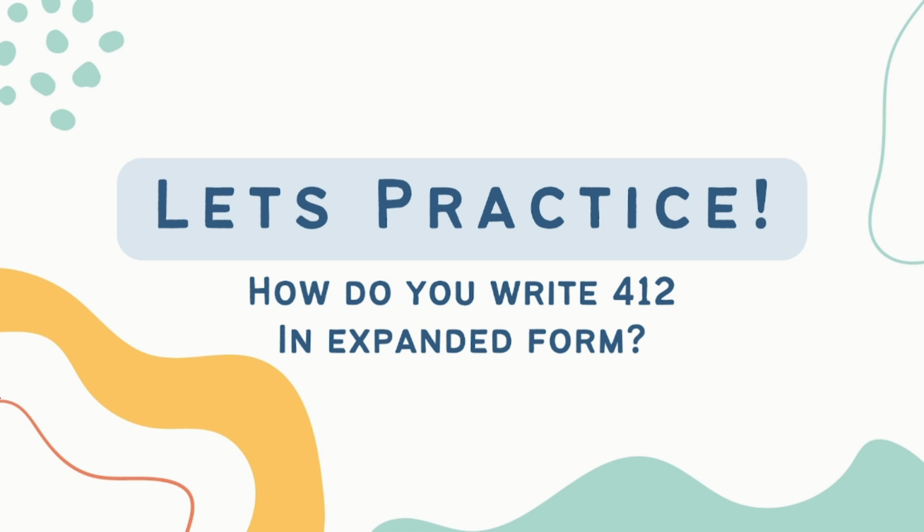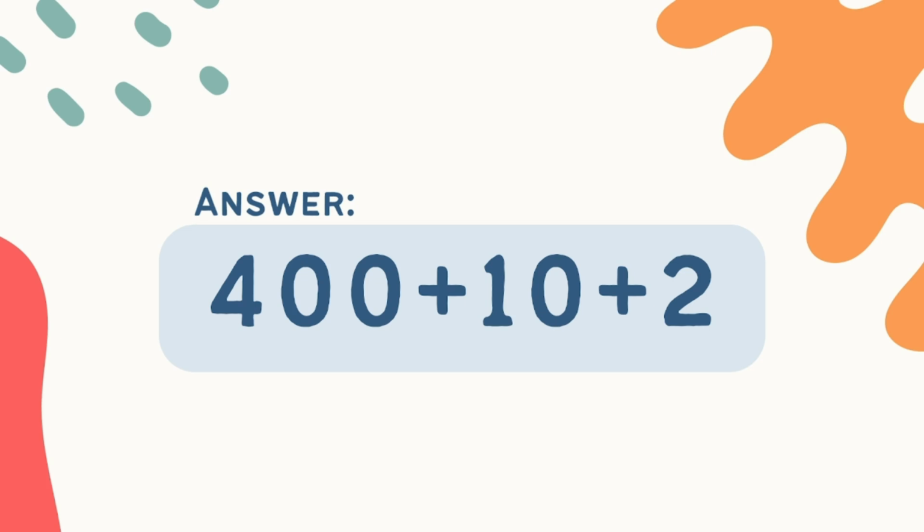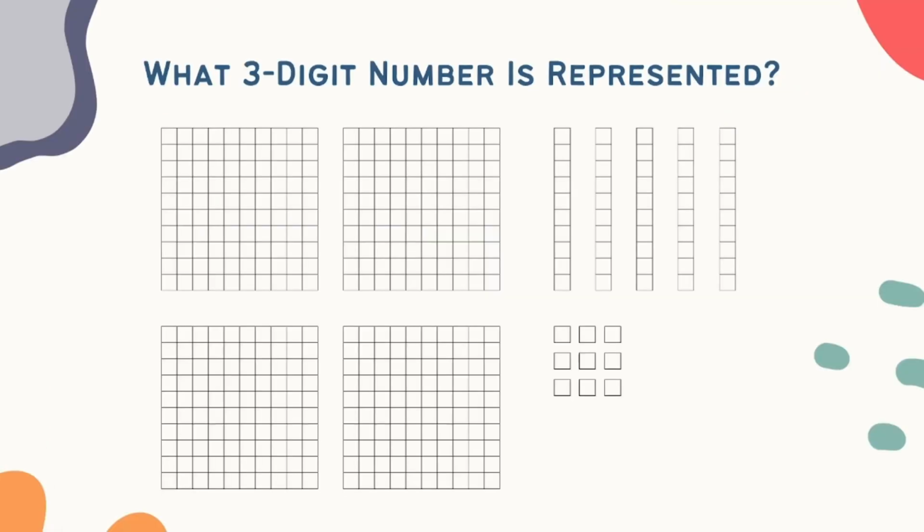How do you write 412 in expanded form? I will give you guys 5 seconds to think. Okay, the answer is 400 plus 10 plus 2. But if 5 seconds is not enough for you, you can go ahead and pause the video. It is always available. The next question is, what three-digit number is represented here?